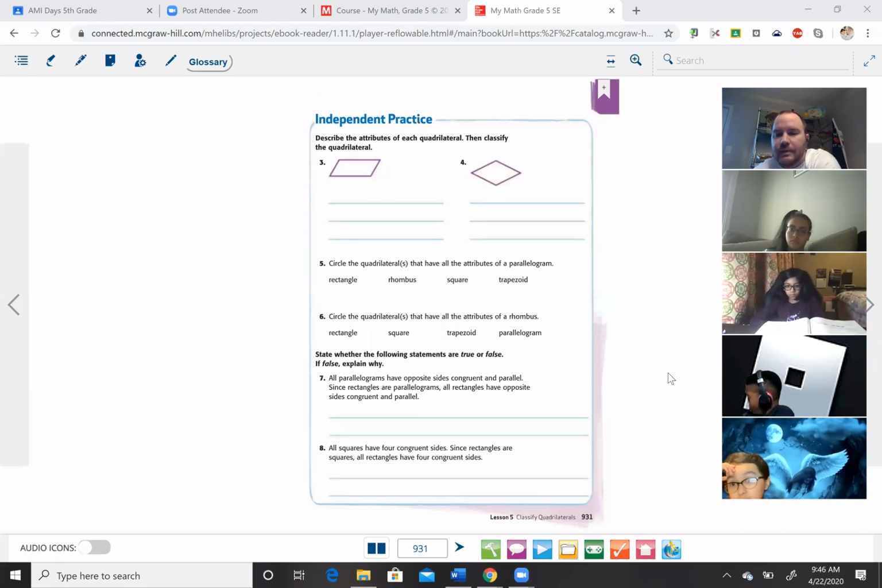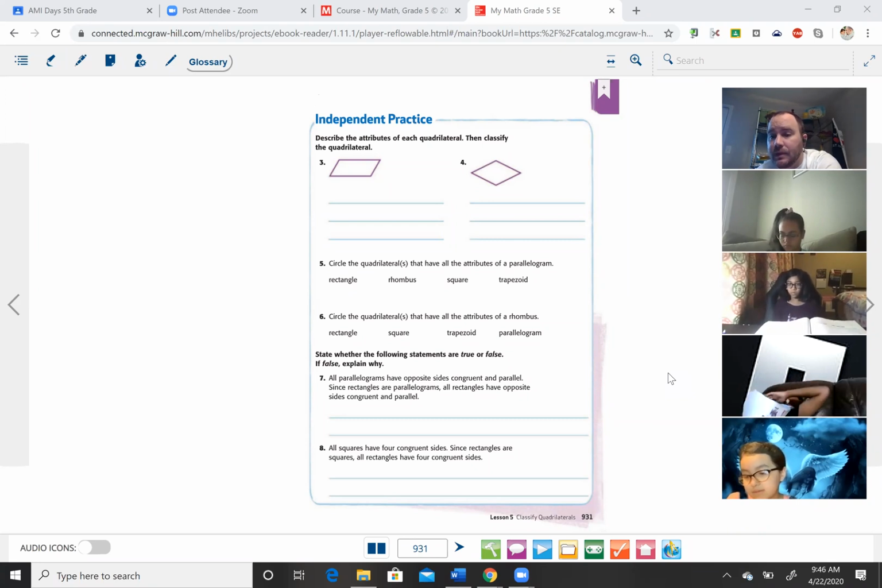Alejandro, I'm coming to you now. So what do you not understand about 7 and 8? Like, do we put a sentence or like, what do we do? So if it's true, you just simply state true. So if you believe the answer is true, you put true. If you believe the answer is false, you tell me false and why it's false.